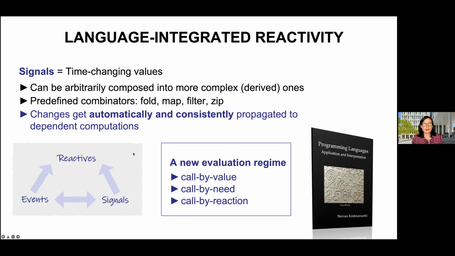Now, being first-class values in the language, signals can be arbitrarily composed into more complex ones. We use the term derived ones. And the language also offers some predefined combinators like fold and map and filter and zip. And the key point is that changes, arrival of new events or changes of source signals, simple signals, get automatically and consistently propagated to dependent computations.